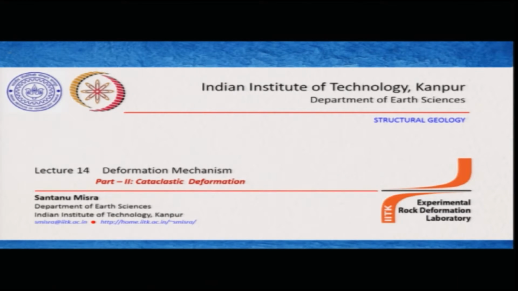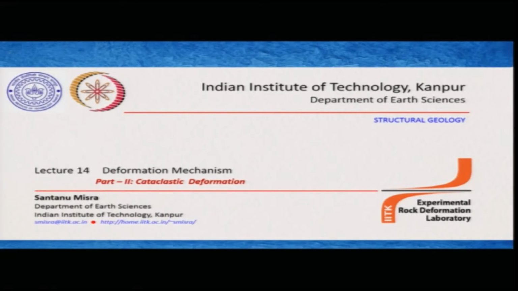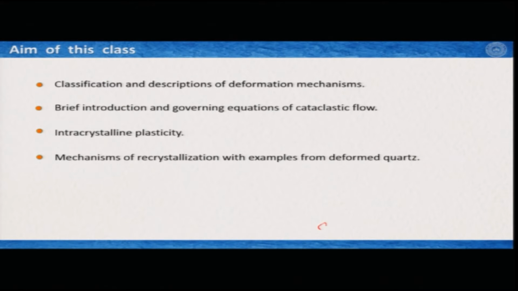So in the previous lecture we learnt about different types of crystal defects, and today we will mostly focus on cataclastic deformation, which generally happens at the surface or shallow part of the earth. And we will follow in the next lectures with intercrystalline plasticity and then mechanisms of recrystallization with examples from deformed quartz.